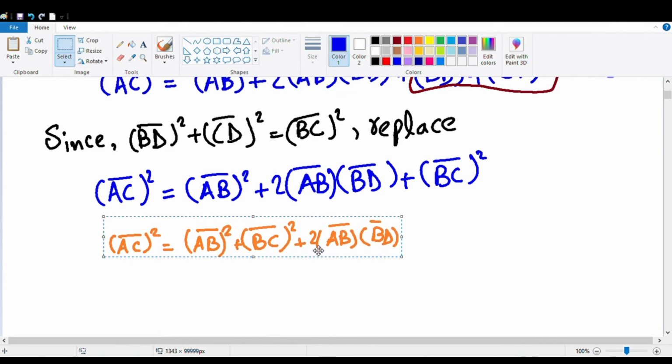So right here you can see we have AC squared and AC squared, and we have AB squared and AB squared, and we have 2AB into BD, we have 2AB into BD over here, and BC squared, we have BC squared right here. So there we have it. We have proved this theorem.